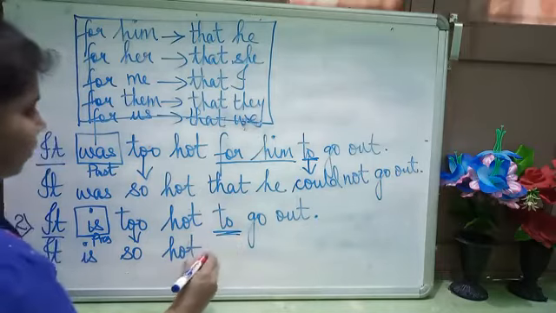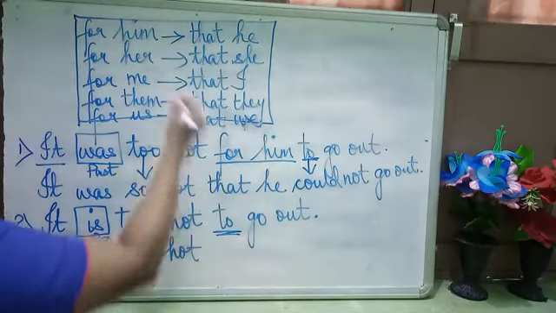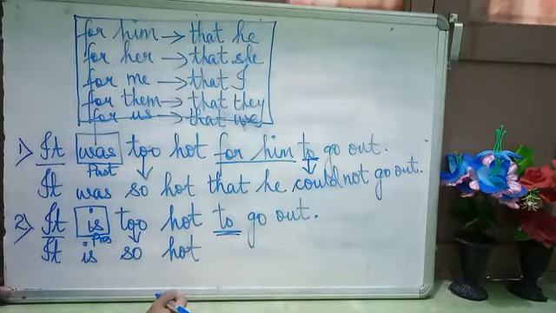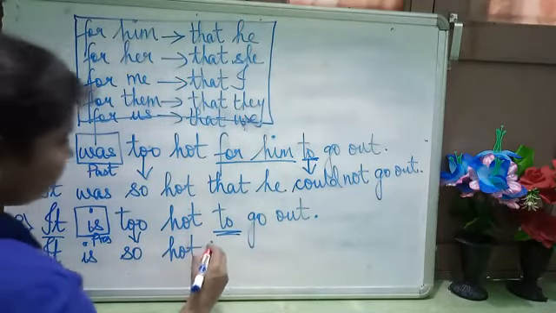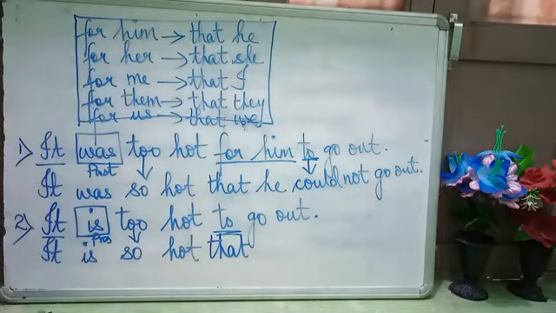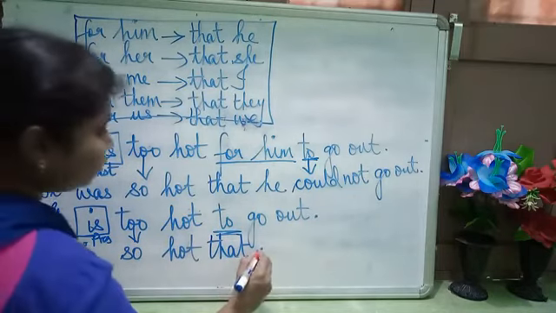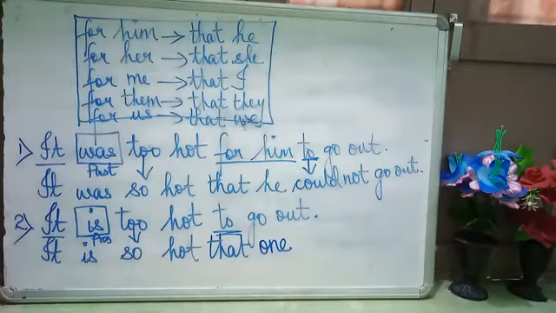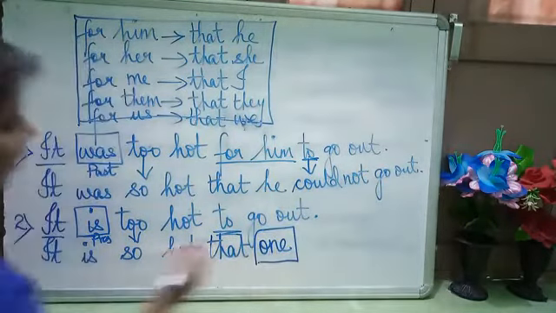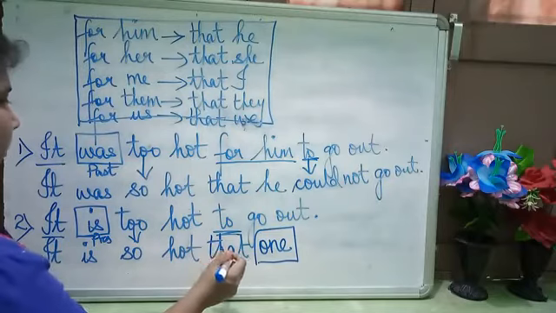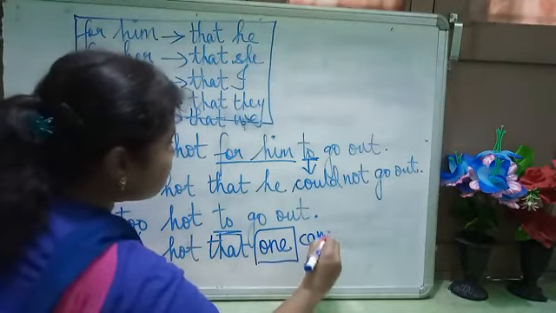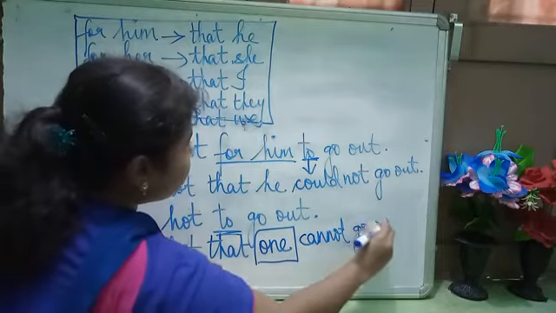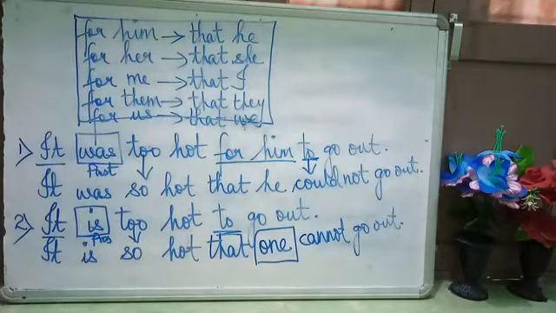Then instead of "to", what will you write? Here there is no "for him" and all. These things are not there. Is there any subject? No. So what subject will you use here? Can you use "it cannot go out"? It will not make any sense at all. So in such cases you will use "one", O-N-E. So that one cannot go out. Like this you will write. Don't forget this.